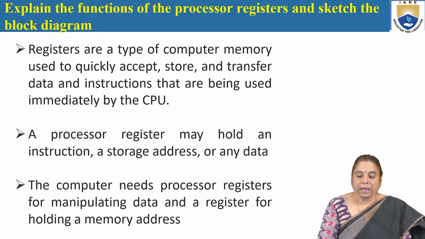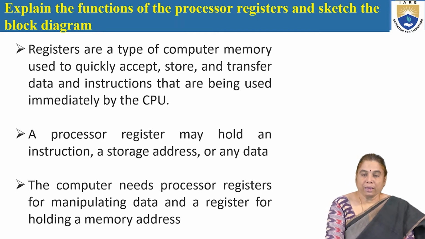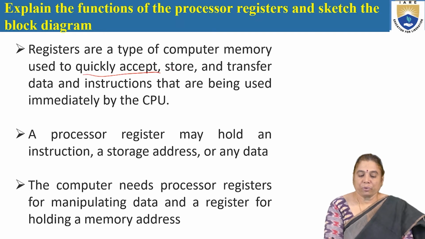Next question is, explain the functions of the processor registers and sketch the block diagram. What are processor registers? Processor registers are very fast, small storage available on the central processing unit or the processor itself. Registers are a type of computer memory used to quickly accept, store, and transfer data and instructions that are being immediately used by the CPU.